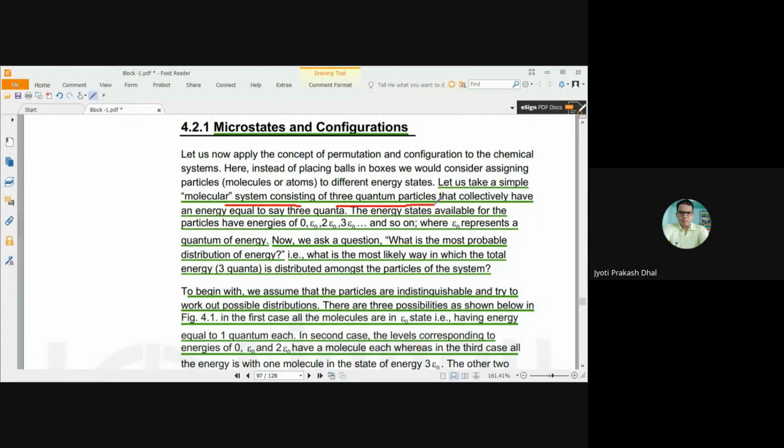So in a molecular system, 3 quantum particles are there that collectively have an energy equal to 3 quanta. So the energy states available for the particle have energies 0, epsilon 0, 2 epsilon 0, 3 epsilon 0. So for the first state, the energy is 0. For the second state, the energy is epsilon 0. For the third state, that is 2 epsilon 0. For the fourth state, that is 3 epsilon 0, and so on. Here, epsilon 0 represents a quantum of energy.